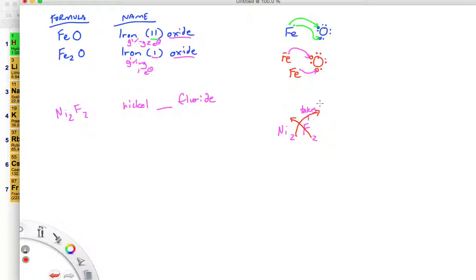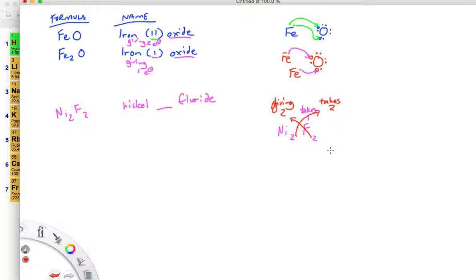That means that overall, there's going to be a taking of two. This is going to be taking two electrons. And this is going to have to be giving two. Okay. I actually haven't explained this in any way like this before. So I hope this is making sense.